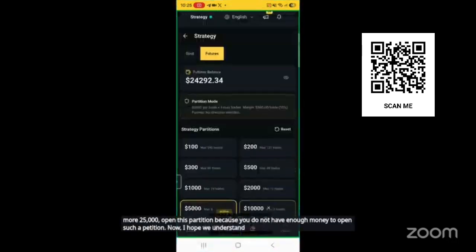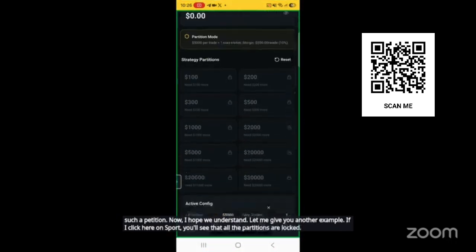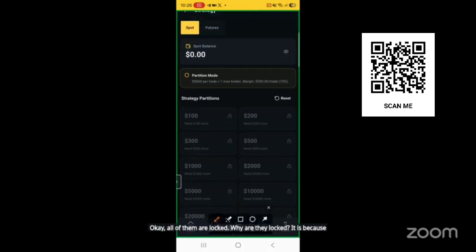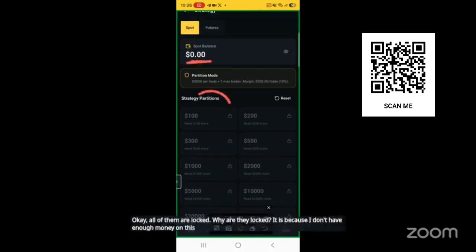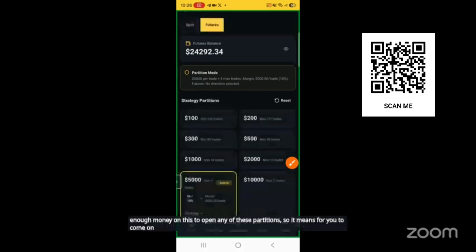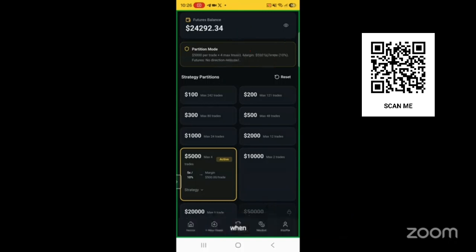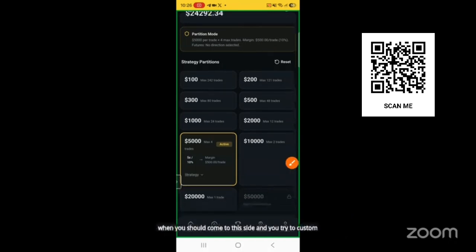Let me give you another example. If I click here on spot, you'll see that all the partitions are locked. Why are they locked? It is because I don't have enough money on this to open any of these partitions. So it means for you to come on this strategy partition, you need at least $100 and above. But I recommend you always have maybe $400 or $500 and above before you come to this side and try to customize.